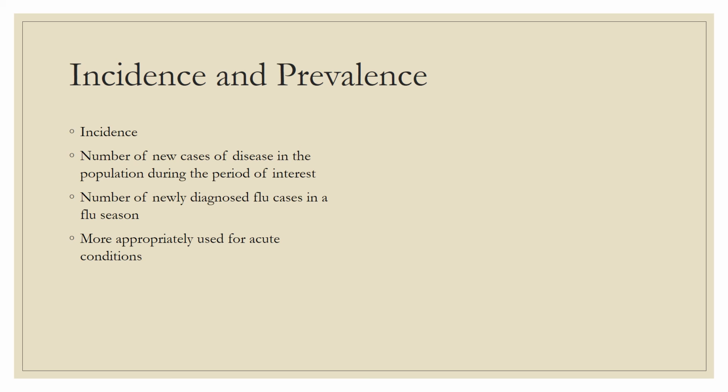Incidence is very commonly used for acute conditions. This means things that are short term. So flu, you develop and you get over it in usually a week or less. That's an acute condition, as opposed to a condition that is chronic, like, say, muscular dystrophy. Once you develop it, you have it for the rest of your life.